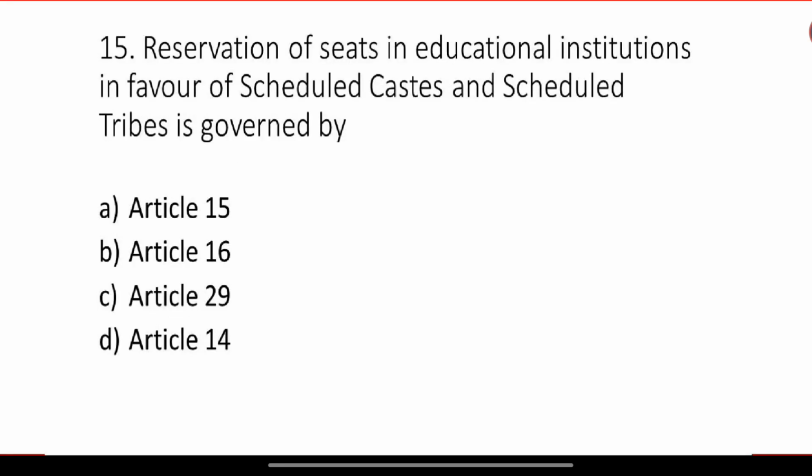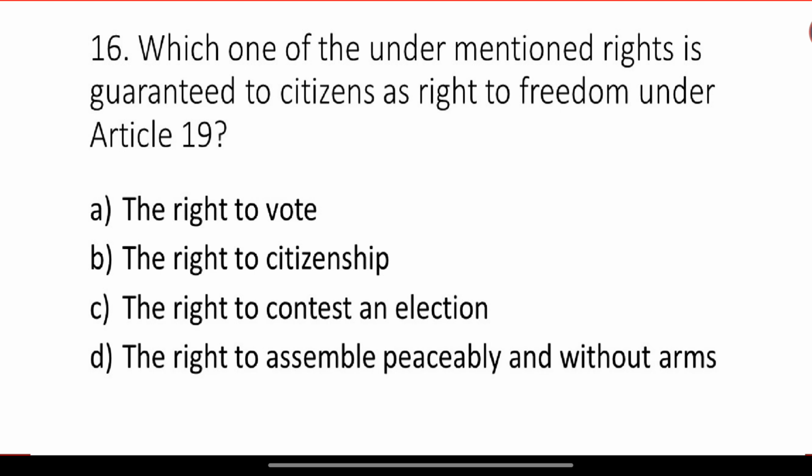Next question: reservation of seats in educational institutions in favor of scheduled castes and scheduled tribes is governed by which article? Article 15. Which one of the under mentioned rights is guaranteed to citizens as right to freedom under Article 19? Right to vote, right to citizenship, right to contest an election, right to assemble peaceably and without arms. It will be option D.